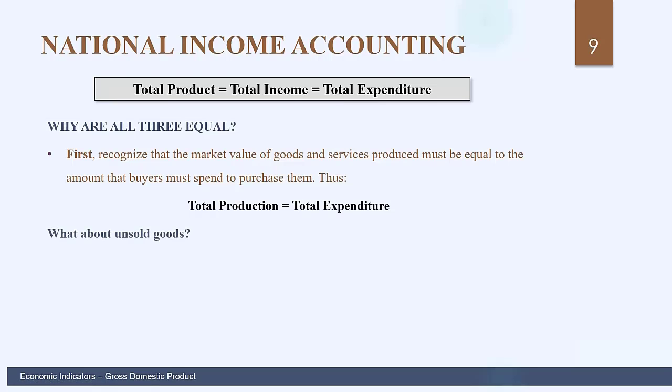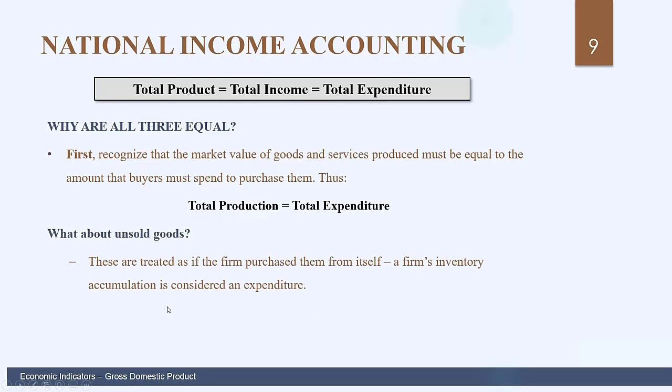You might have realized that there's a bit of an issue here because not all of what is produced could be sold. So what about unsold goods? Well, we treat these as if the firm purchased it from itself. So we're thinking about a firm's inventory, and a firm's inventory accumulation is considered an expenditure. And so because of this, they will be equal. So total production and total expenditures after making this adjustment will remain equal.